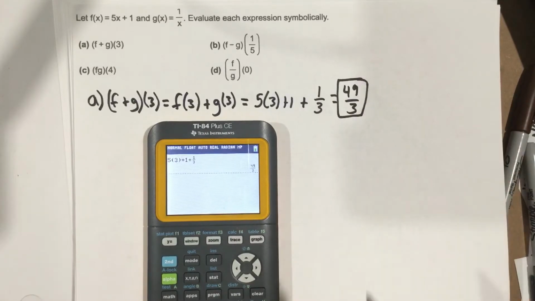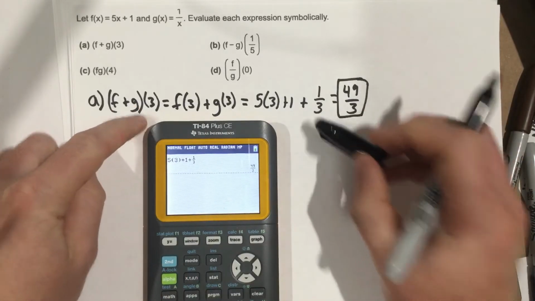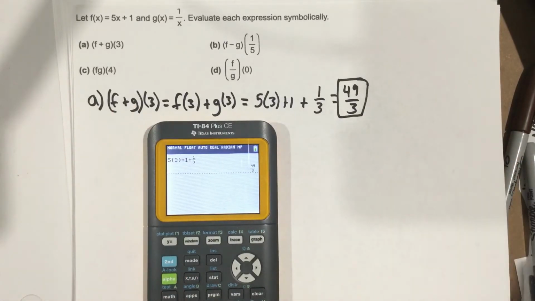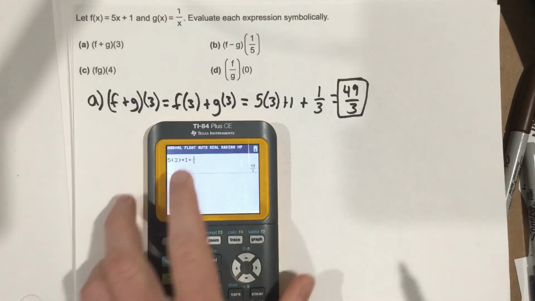So if you want to make it real easy, once you write the steps out, just plug exactly what you got into the calculator, and you should be good to go.